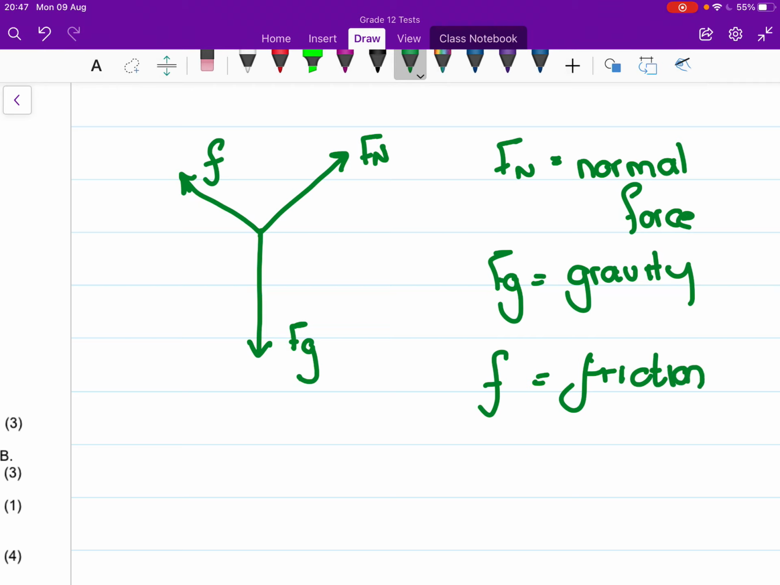Now, you can't put any of the components on the diagram as it stands like this. If you are going to use the components, you have to put both. You have to put the perpendicular and the horizontal. I'm going to suggest you don't put the components. Put the forces as they're given.